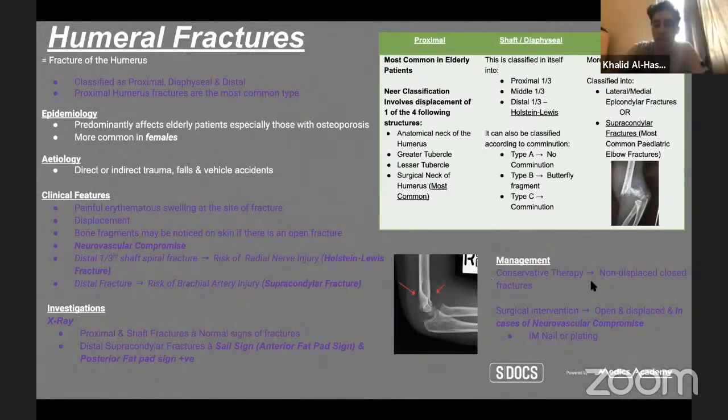Management, conservative therapy for non-displaced closed fractures. And then there is also surgical intervention in open and displaced fractures, and also in cases of neurovascular compromise, such as the supracondylar or the Holstein-Lewis fracture. For that, we tend to use IM nails or plating.